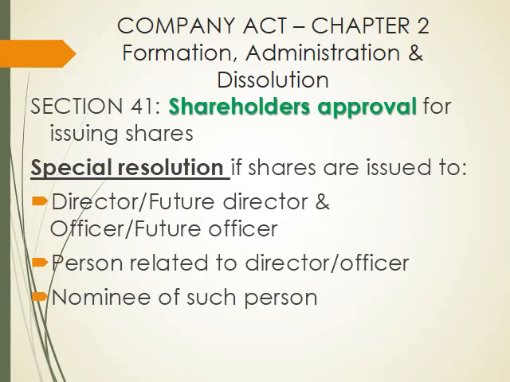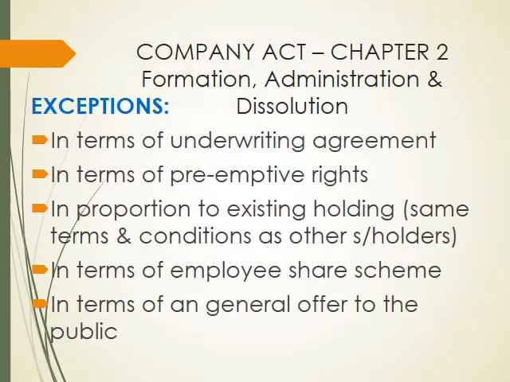Okay, so we're covering Chapter 2, or continuing with Chapter 2, the Formation, Administration, and Dissolution requirements. So in terms of Section 41, there are certain requirements that need to be met for approval of issuing of shares. Section 41 states that there needs to be a special resolution in place if shares are issued to a director or a future director or a public officer or future public officer or any such related person or a nominee of such a person.